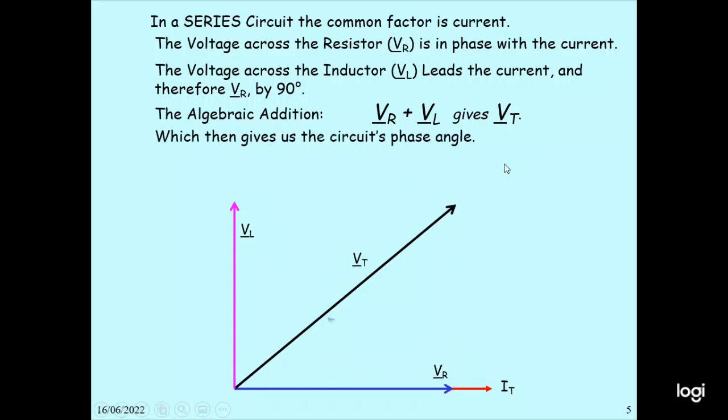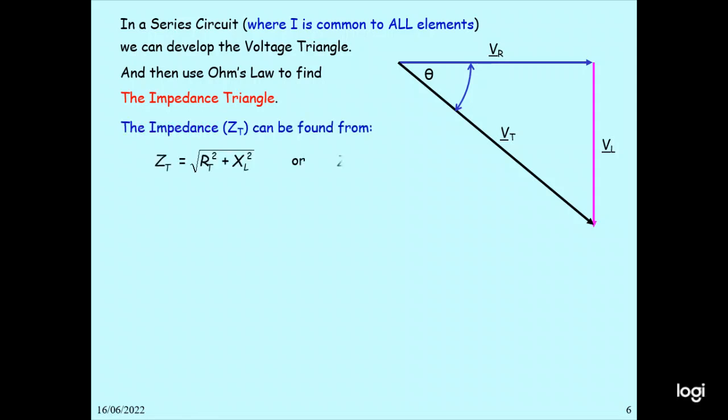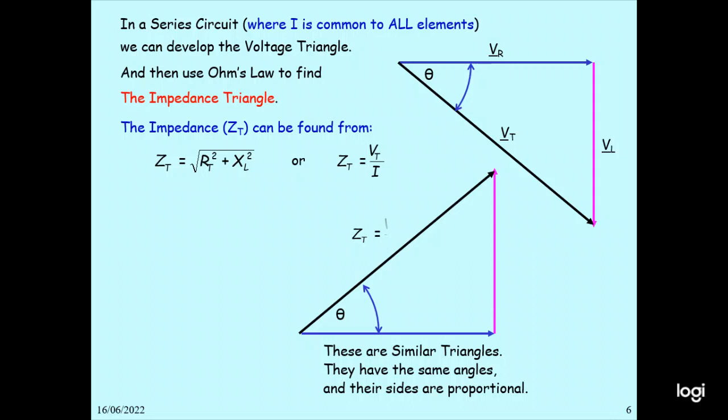So in this case, between I and VT, this is an angle. This is the phase angle, the circuit phase angle we calculated. In a series circuit, I is common to all elements, so we can draw the voltage triangle. This is VR, this is VL and this is VT. This is angle theta. So this we call the impedance triangle. Impedance Z can be found from Z equal to the square root of R squared plus XL squared. So Z is VT by I.